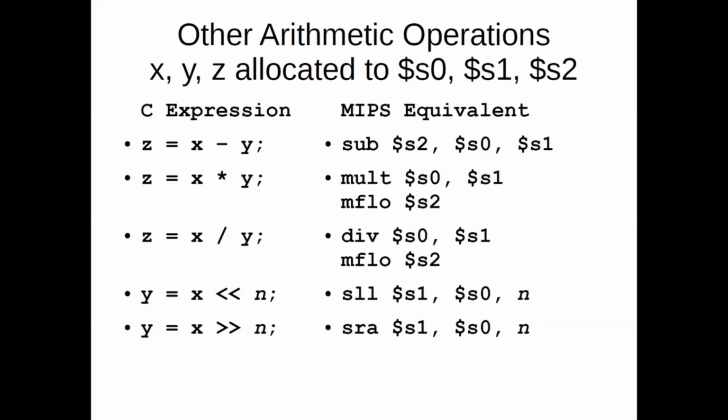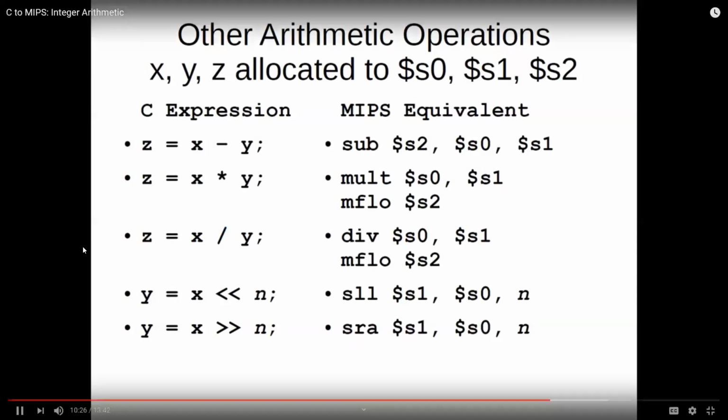Multiplication and division follow. z equals x times y is actually composed of two instructions. First, the mult instruction, $s0 and $s1, multiplies the two source operands. The result of the multiplication is actually stored in two registers, which we'll talk about next. They're stored in the low and high registers.